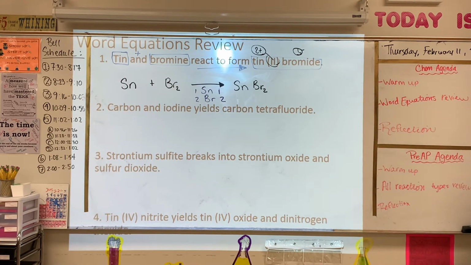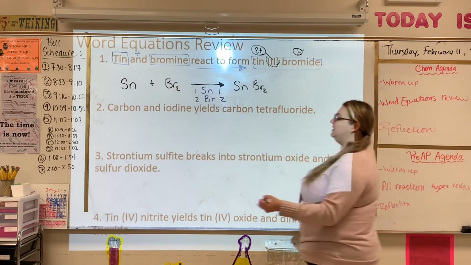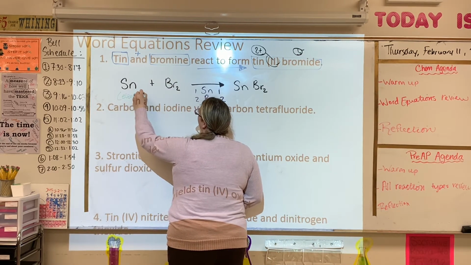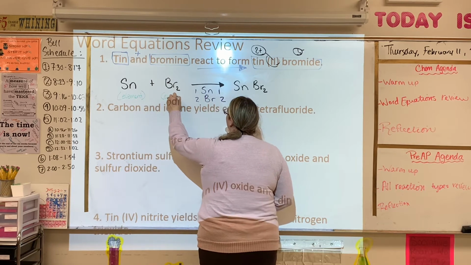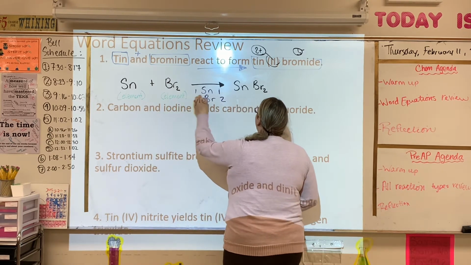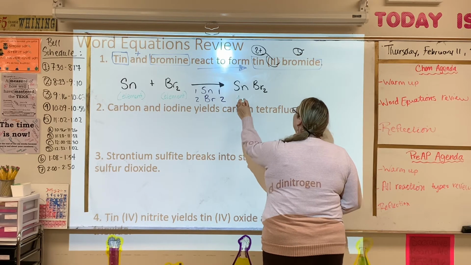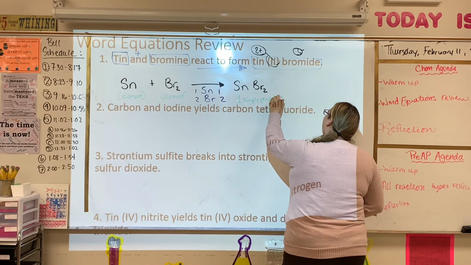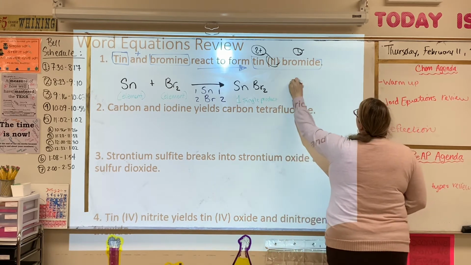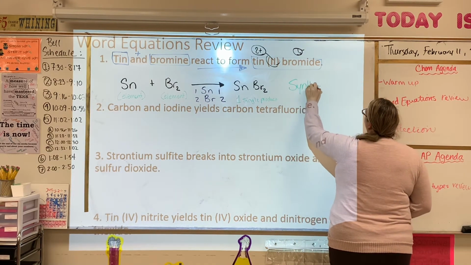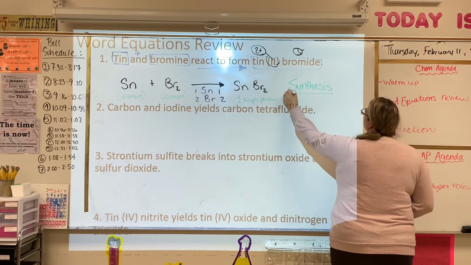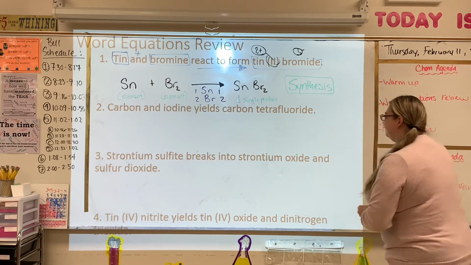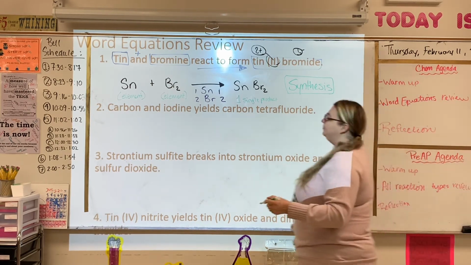The last step here is to identify what type of reaction this is. I have an element, and then on the product side, I have one single product. That makes this a synthesis reaction. So a synthesis reaction is one where we have elements, and then a single product. All right, let's look at the second one.